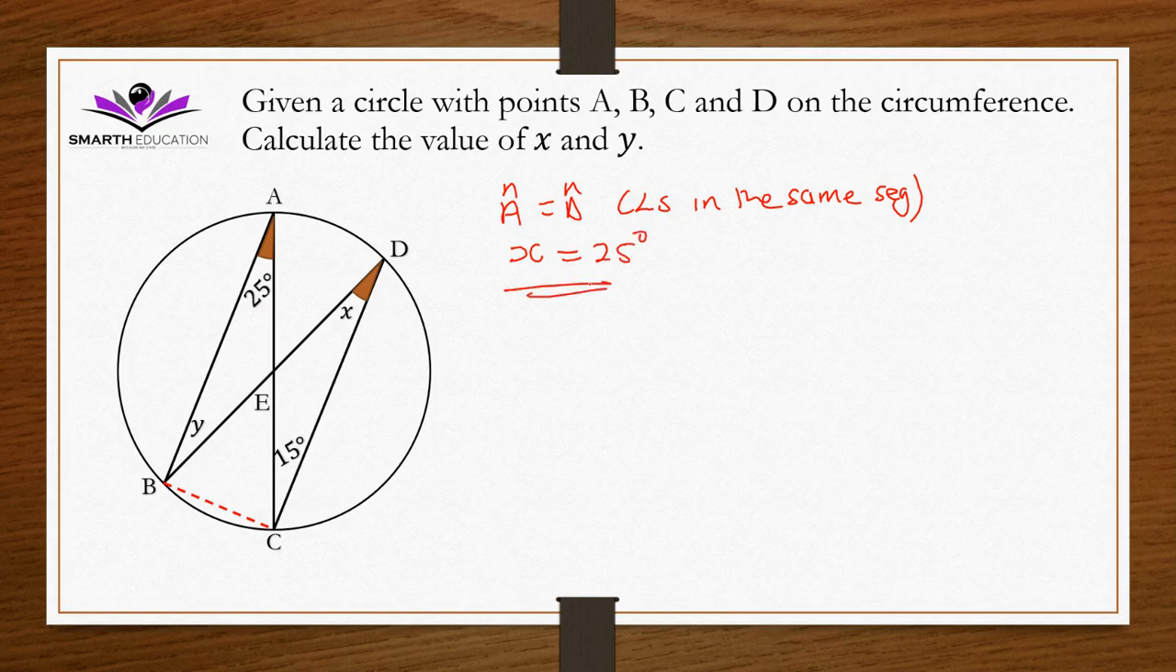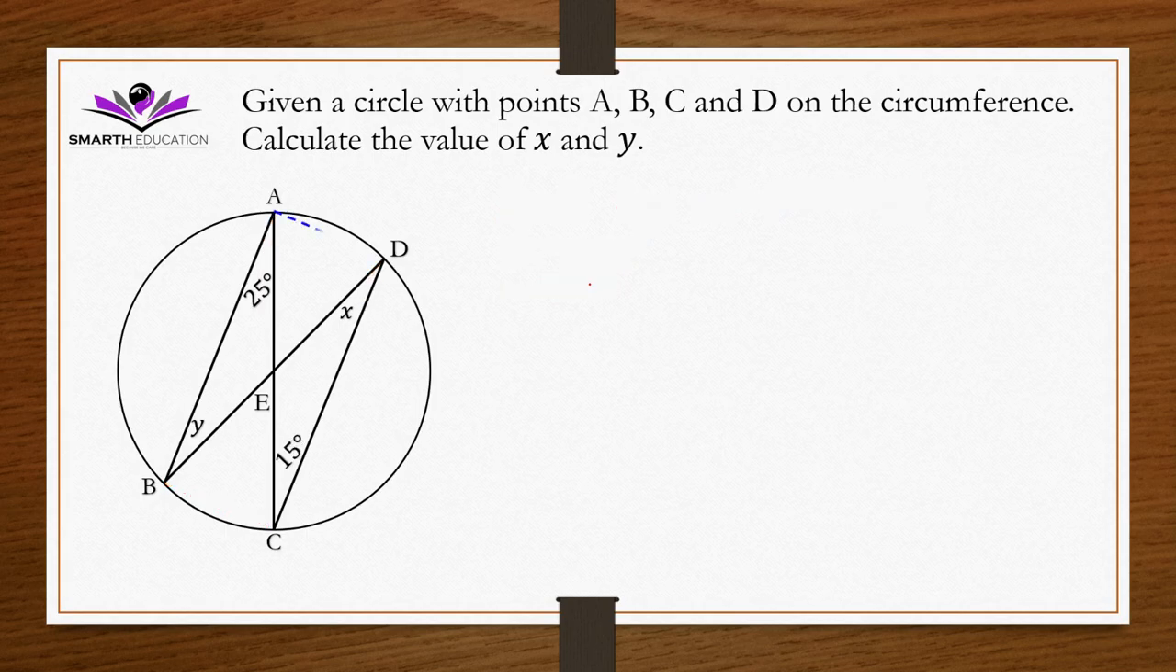Done. Okay, so when we want to find Y, we can do the same thing with our chord, the 80, which subtends this angle and this angle. So we can say that angle B is equal to angle C. Why? These are angles in the same segment. Okay, and then therefore, Y is equal to 15 degrees.